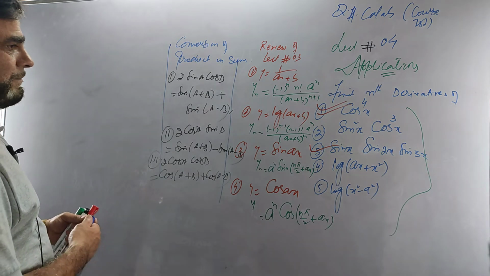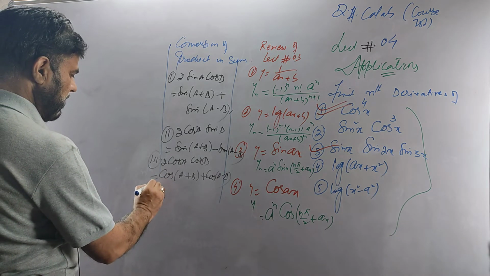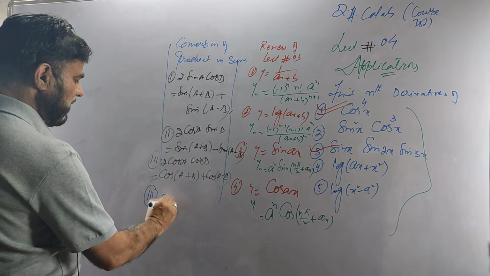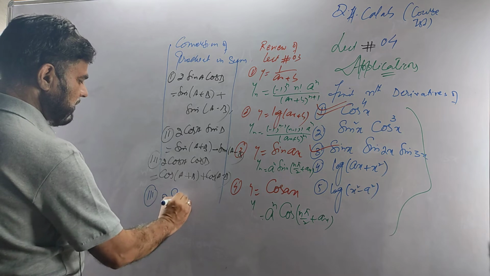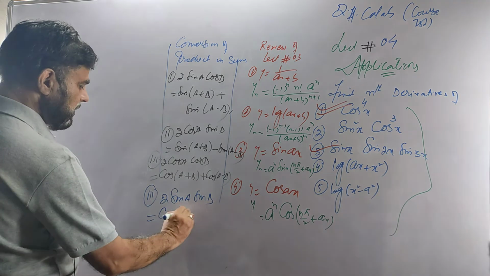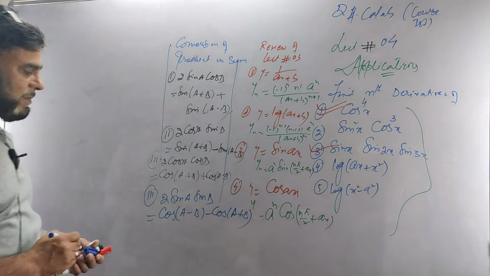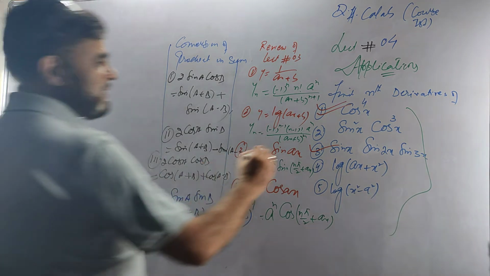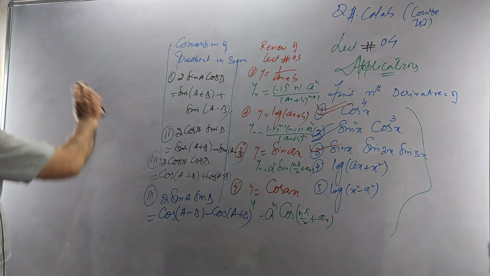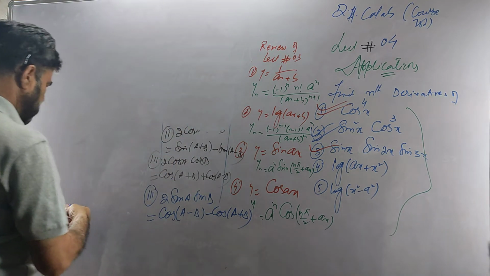Similarly, you have twice sine A sine B. This is cos of A minus B minus cos of A plus B. Remember this: cos of A minus B minus cos of A plus B. We have actually done this result. I will take this third one. You will remember these 4 formulae. I have mentioned them here. Well, let us see this result now.